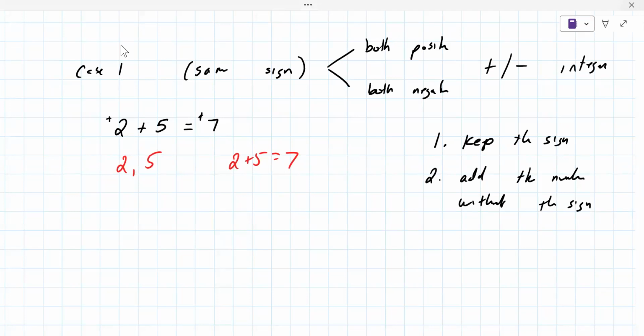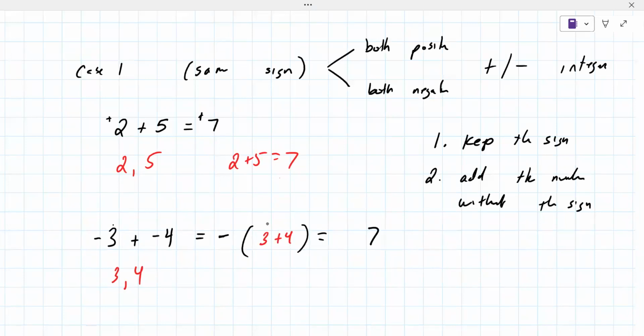It'll make more sense here when they're both negative. Let's say it's -3 plus -4. Step 1, because they're both negative, even though there's a plus here, it's still negative because of that negative in front. You keep the sign, so your answer is negative. Second step is you add the numbers without the sign. So you look at this as 3 and 4. You take 3 and add it to 4. What is 3 plus 4? 7, and then that negative comes with. So when they're both negative, the answer is negative. When they're both positive, the answer is positive.